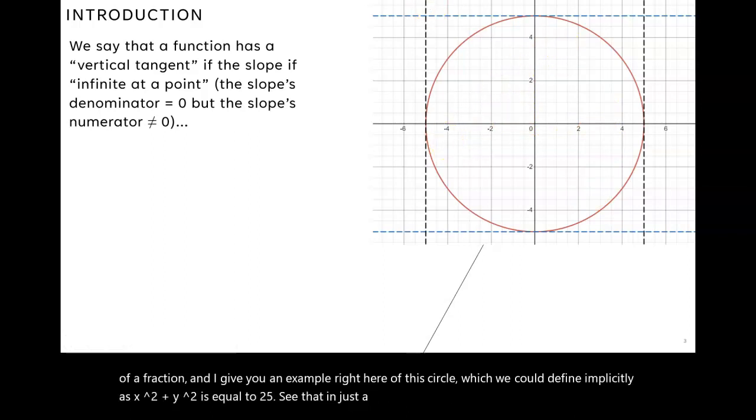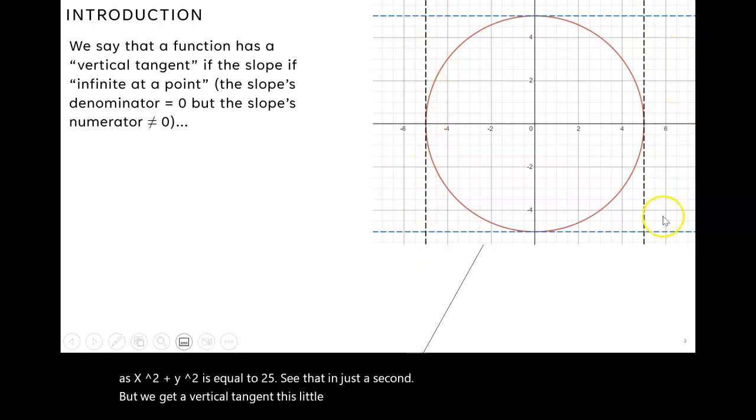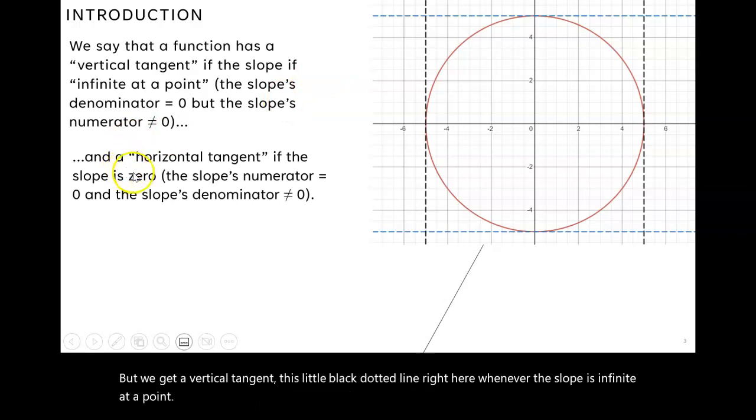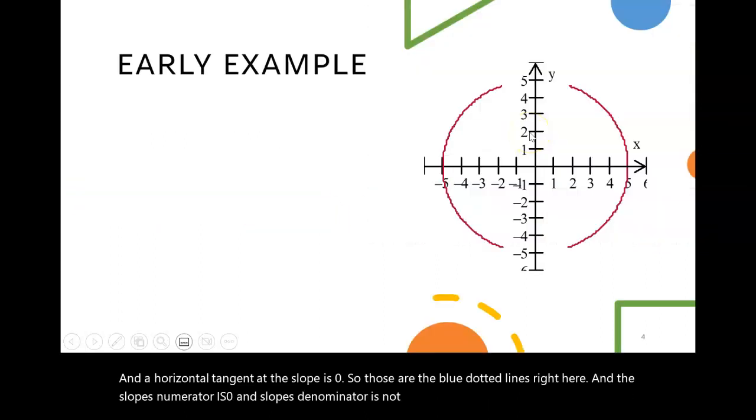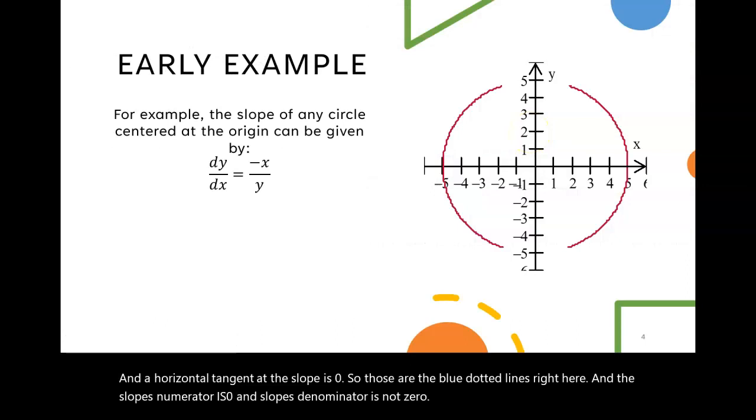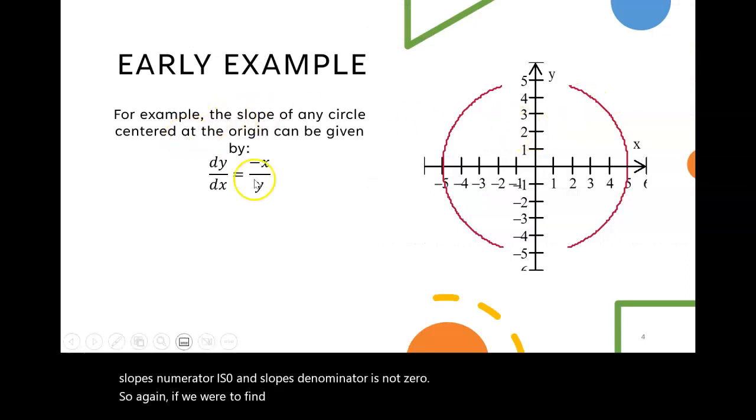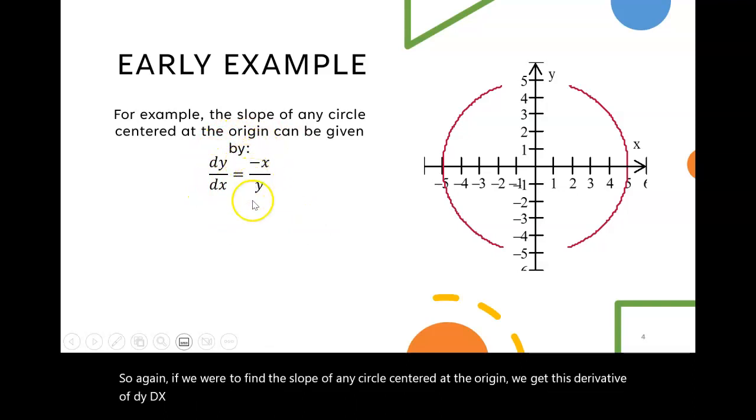But we get a vertical tangent, this little black dotted line right here, whenever the slope is infinite at a point, and a horizontal tangent if the slope is 0. So those are the blue dotted lines right here. And the slope's numerator is 0 and the slope's denominator is not 0. So again, if we were to find the slope of any circle centered at the origin, we get this derivative of dy/dx is equal to negative x over y, all right? And we can show this down the road. In fact, we'll show it on the next slide.